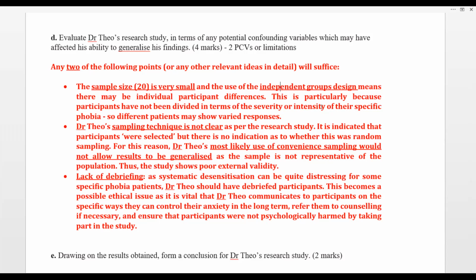One of them has very mild specific phobia. So it's not fair to have participants who have different levels of specific phobia. We need to make sure that they are as similar to each other as possible.